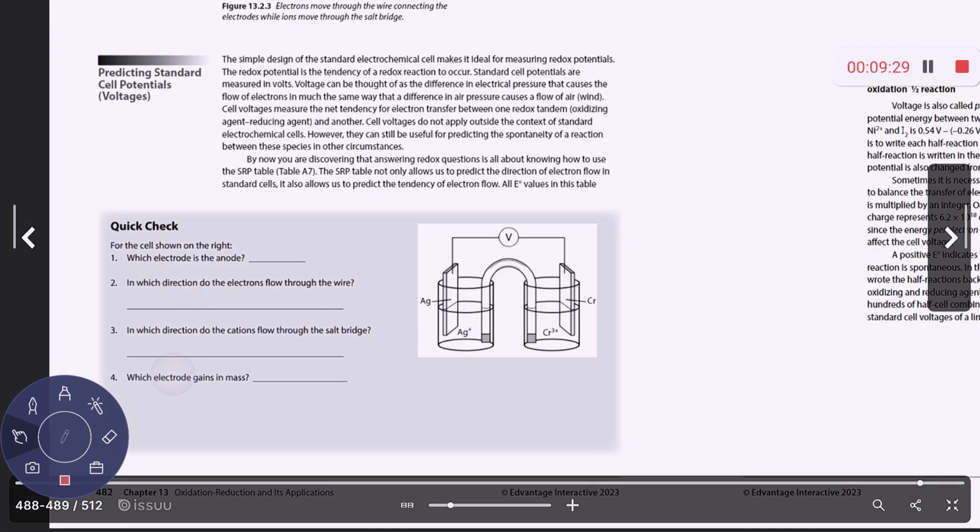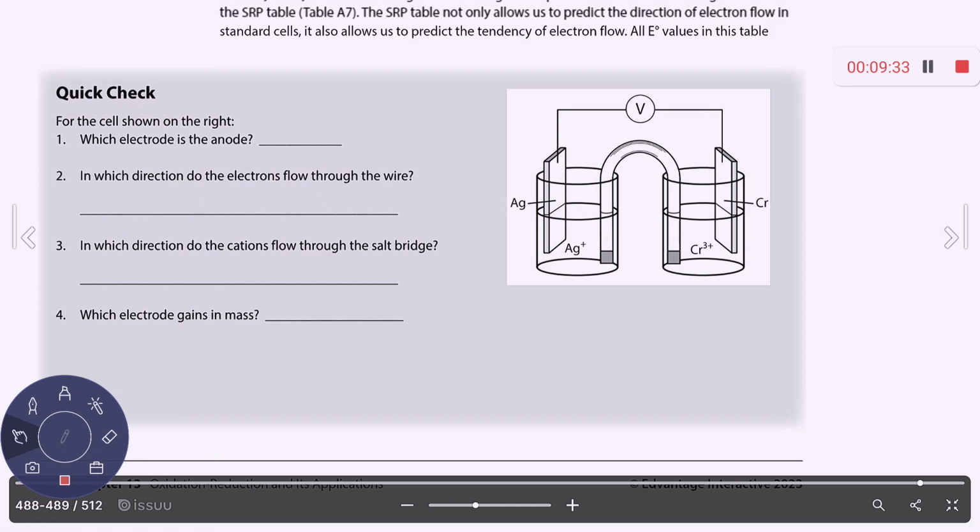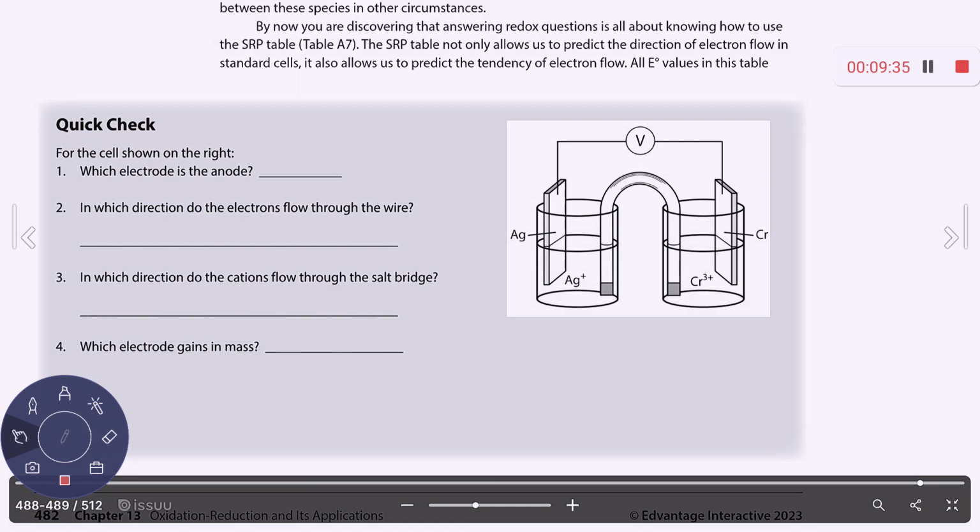Okay, let's take a look at the quick check here. What I want you to do with the laminated table that I just gave you, I want you to locate the silver and silver ion reaction, and then I want you to also locate the chromium metal with the chromium 3 ion reaction, and I want you to answer these 4 questions. And let's see what you guys come up with.